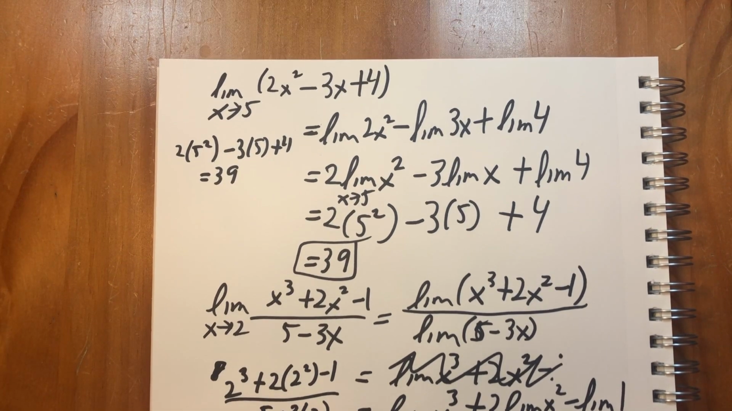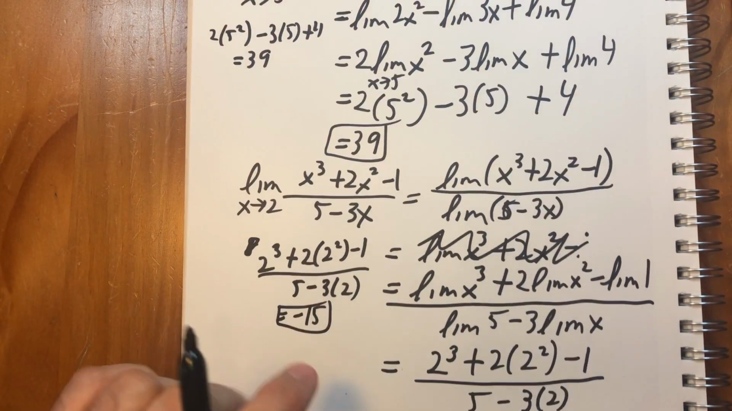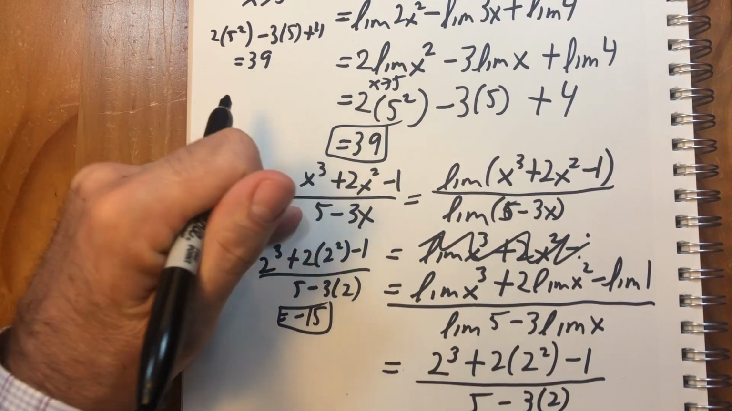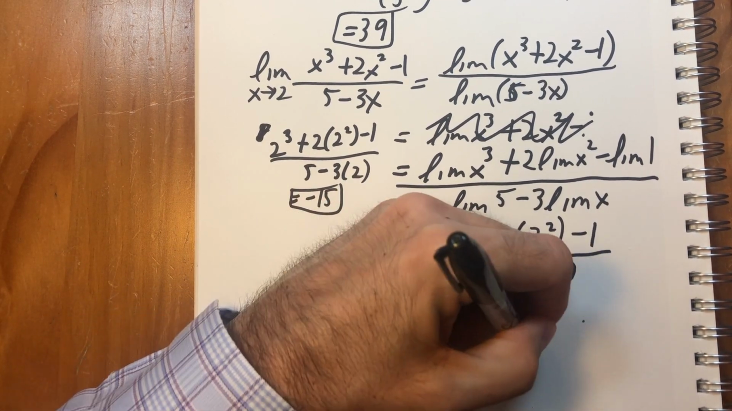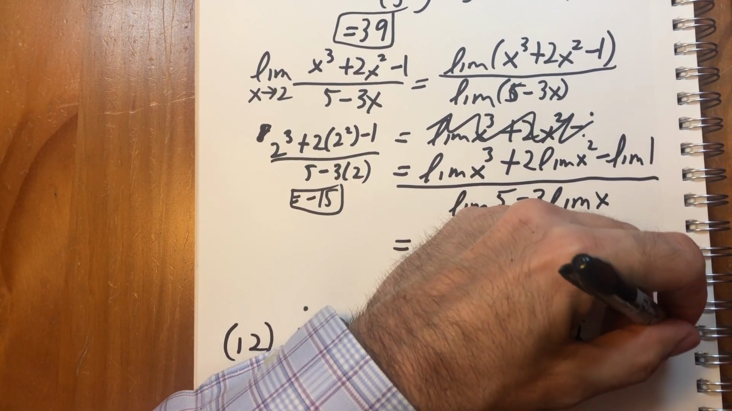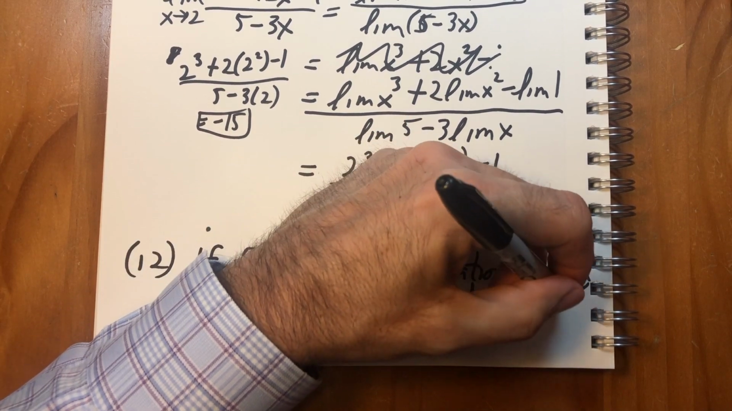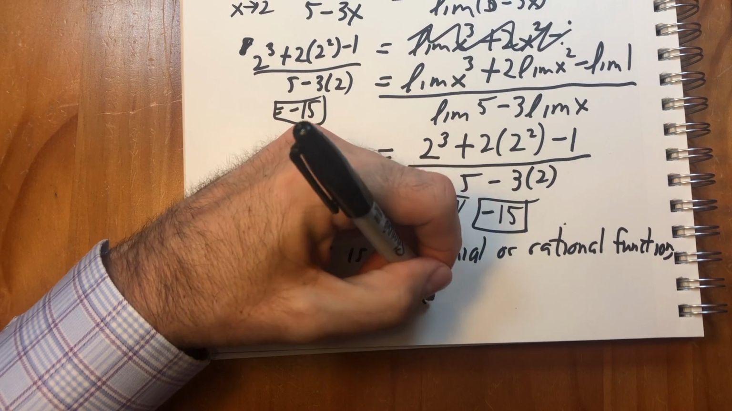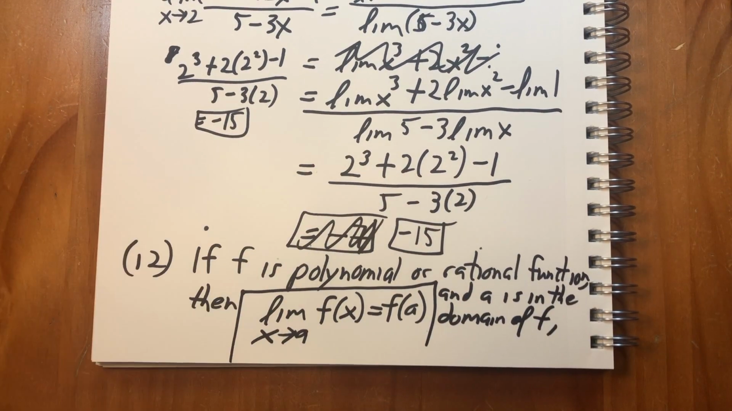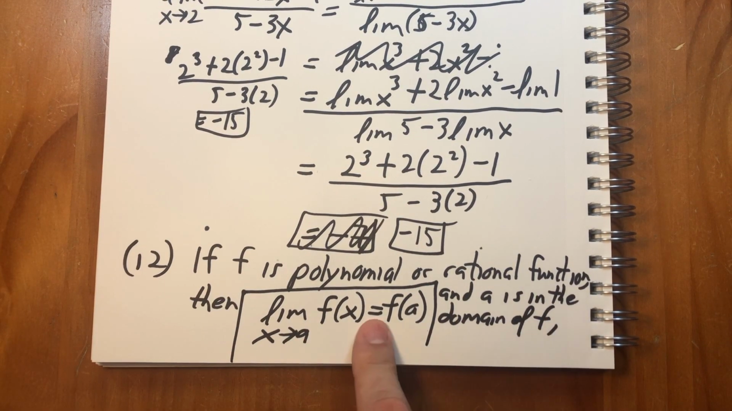And the functions here, this is a polynomial, and this is a rational function, which is a polynomial over a polynomial. And we can actually state one more rule here, which is that if f is a polynomial or a rational function, and a is in the domain of f, then the limit as x approaches a of f of x equals f of a. So f here can be a polynomial or a rational function.